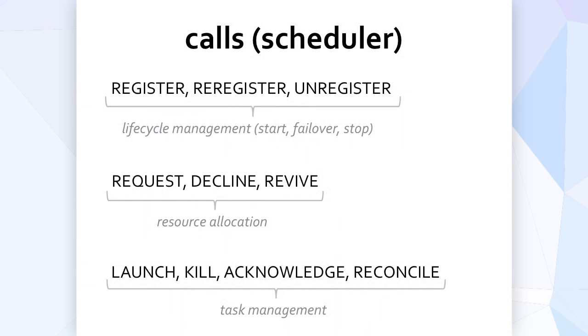For resource allocation, there are calls around requesting resources, declining resources that have been allocated to you, and reviving some of those declines. You can decline resources and not get allocated those resources in the future unless you say later, hey, actually, I'd like some of those resources back. And then finally, things around task management, like being able to launch a task, kill a task, acknowledge the status of a task, or reconcile the status of the task if for whatever reason you no longer know what state the task is in.